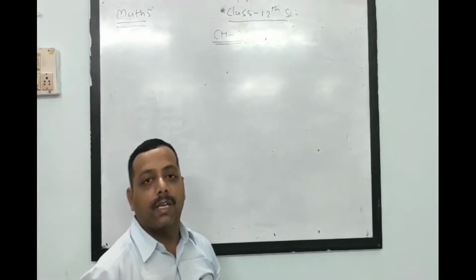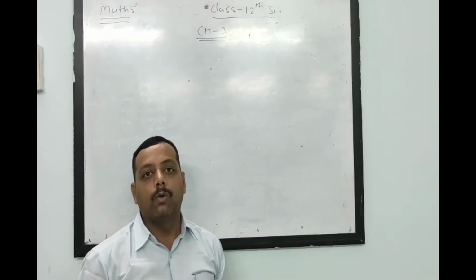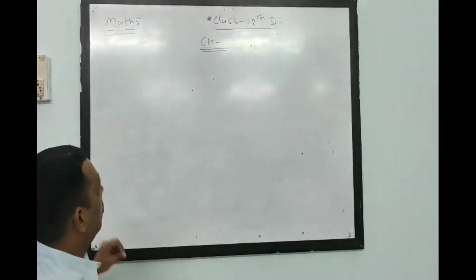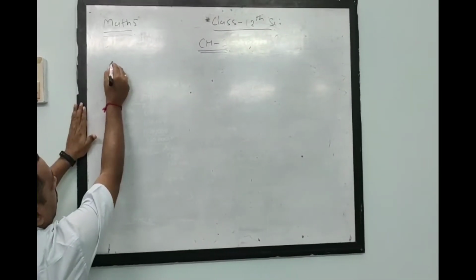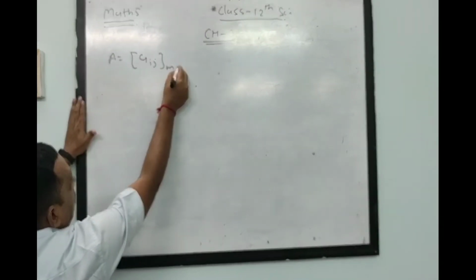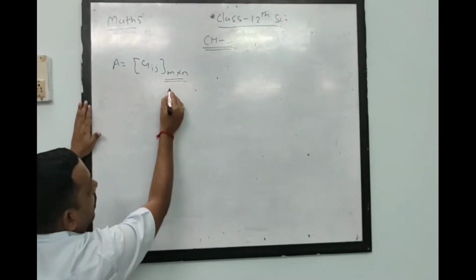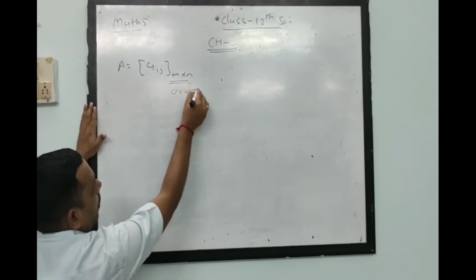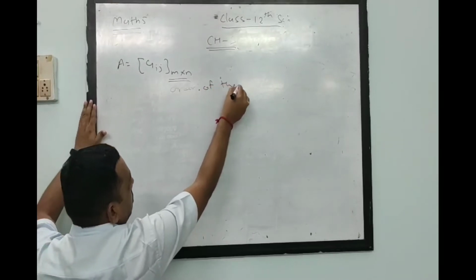Good morning students. In the last class we have seen how to add matrices. Now today we will see, if A is equal to Aij m cross n, then m cross n is known as the order of the matrix.